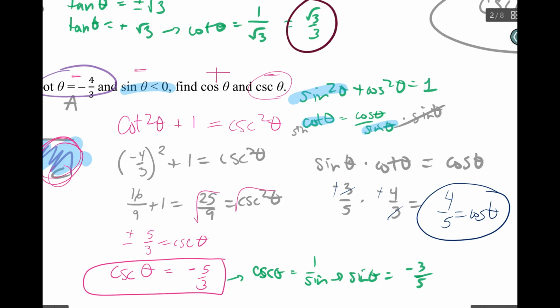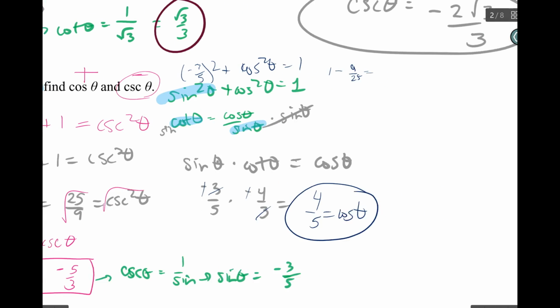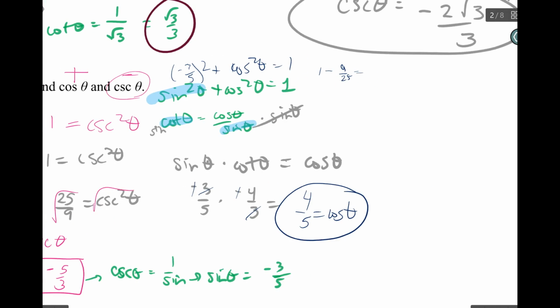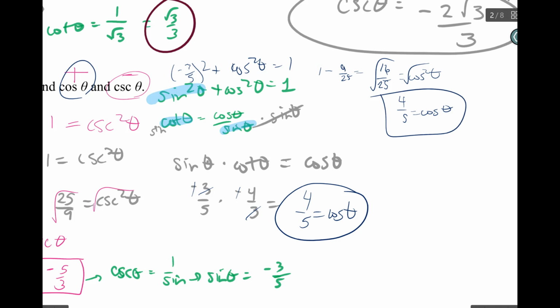Cool. We would get the same answer if we plugged in for the Pythagorean identity. We have negative 3/5 squared plus cosine squared theta equals 1. So if you do 1 minus 9/25, you get 16/25 is equal to cosine squared theta, square root on both sides, 4/5 equals cosine theta. And we already talked about how it should be positive. So that's the other way of doing it.